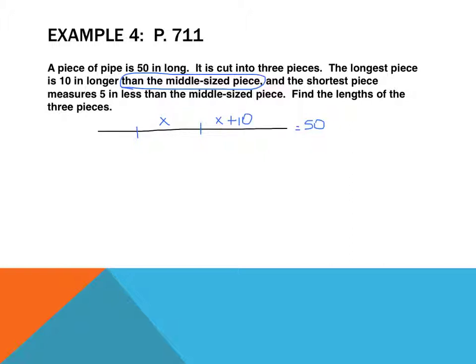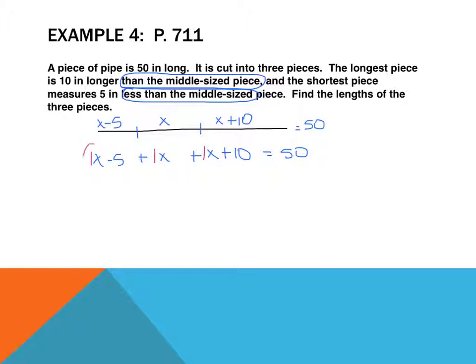The shortest piece measures 5 inches less than the middle piece. Notice again, less than the middle-sized piece. It's referencing the middle-sized piece. So whatever it references, that's what you're going to label with your variable. So that one's 5 inches less, x minus 5. And then all 3 of them together add to 50 inches. So x minus 5 plus x plus x plus 10 equals 50. Remember, every time you see an x, that's the same thing as a 1x.